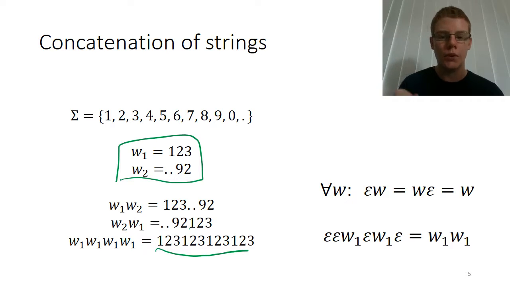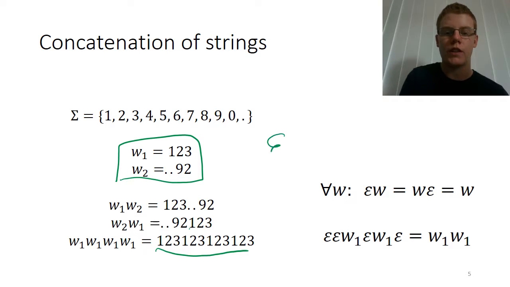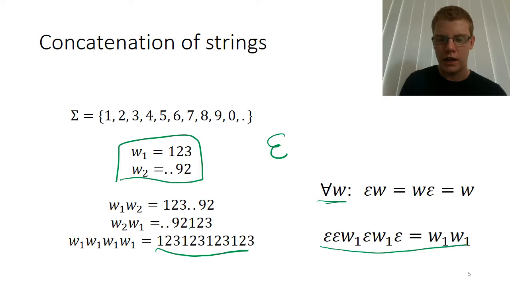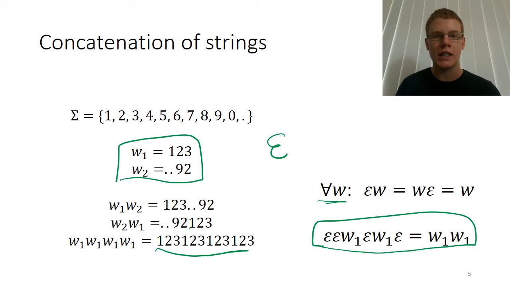Now, an important thing is what happens when we concatenate with that special string, the empty string. So for all W, the empty string concatenated with that string is equal to that string concatenated with the empty string, which is just equal to the original string. So that means that anytime I've got empty strings in a concatenation, I can simply chop them out and ignore them. And I end up with empty string, W1, empty string, W1, empty string, just simply being W1, W1.